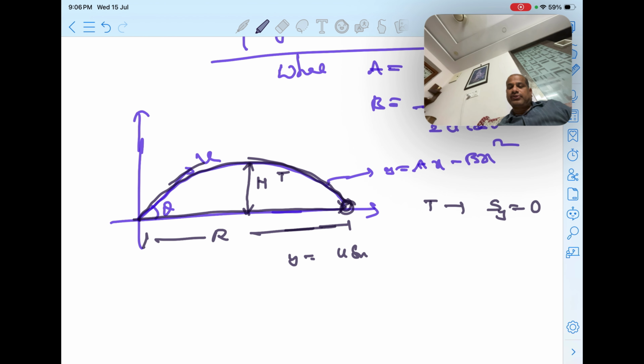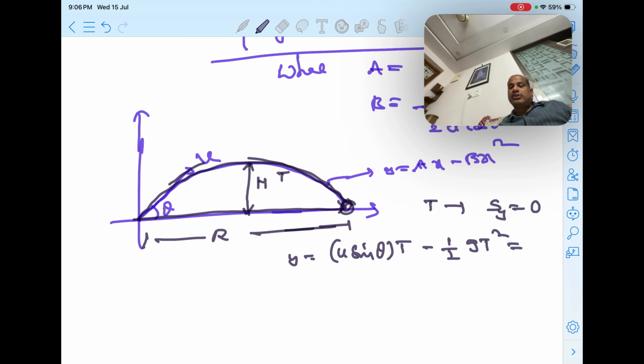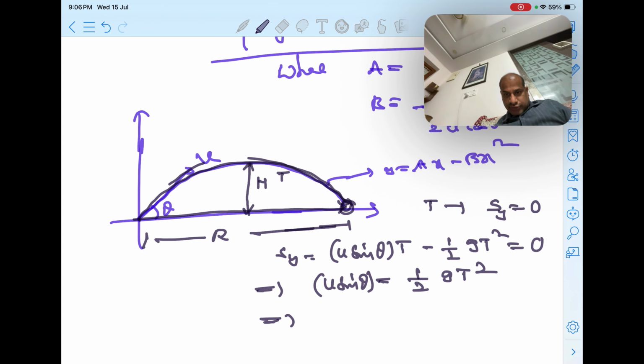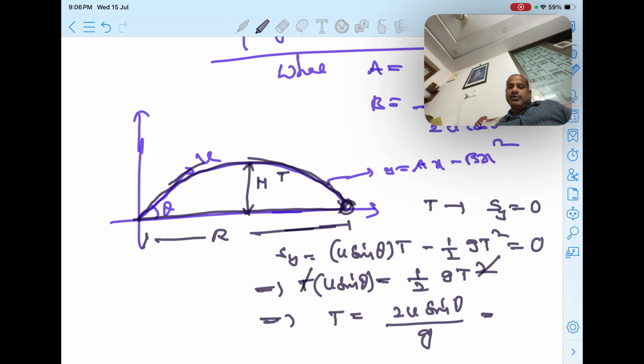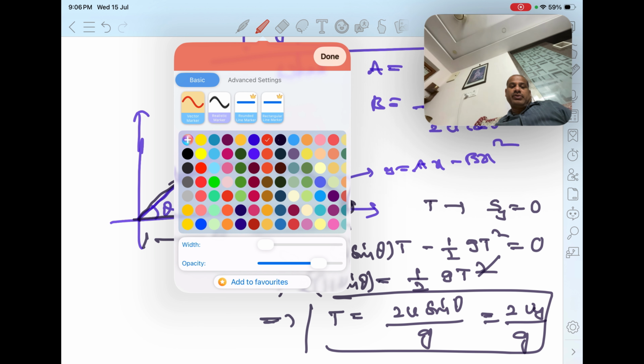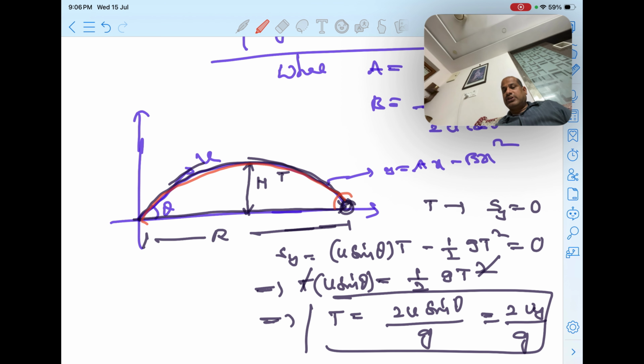So if I write the vertical equation, already we know the formula, the second equation: u sin theta into T minus half g T square, this value must be 0, since vertical displacement is 0. So you have u sin theta equal to half g T square, that is, u sin theta into T. So one T gets cancelled, and T becomes 2u sin theta by g, where 2 into u sin theta means y component, by g. So this is the time in which the particle is moving from here to here like this.